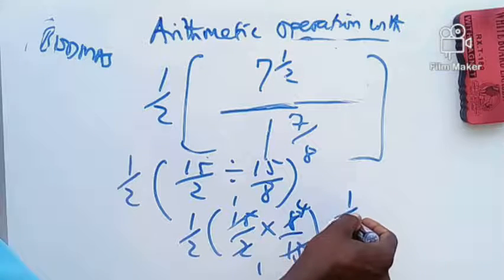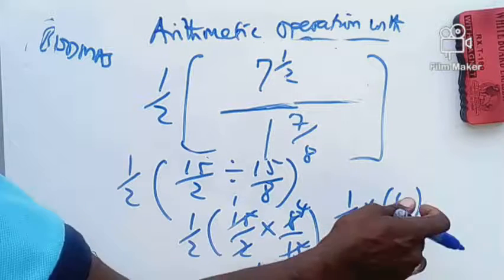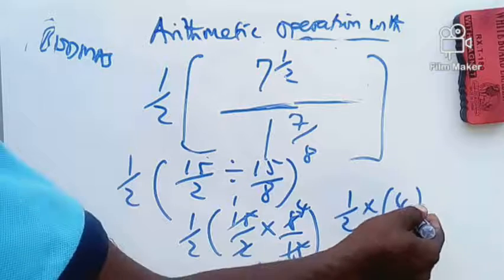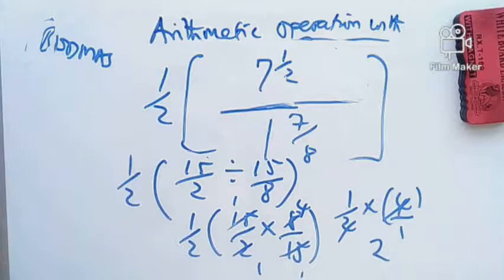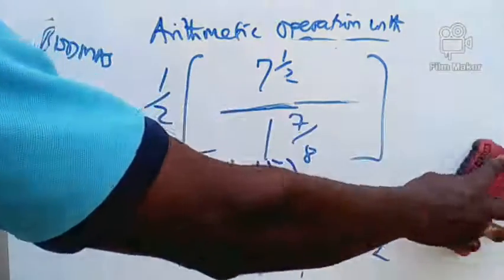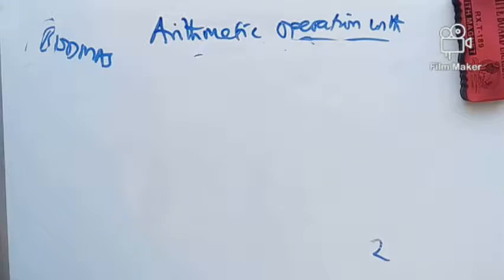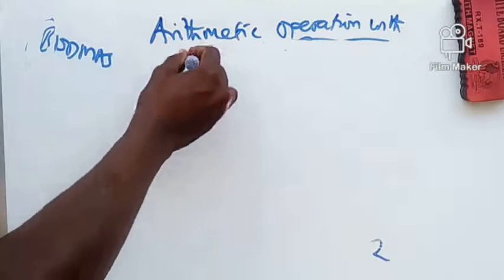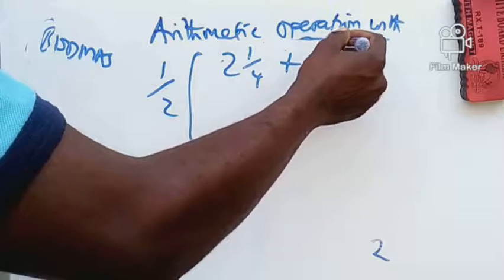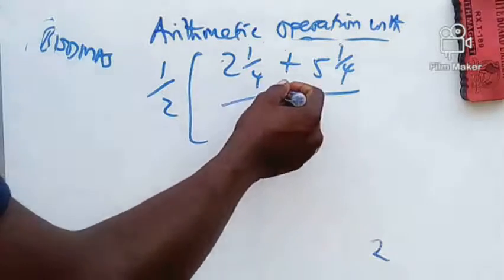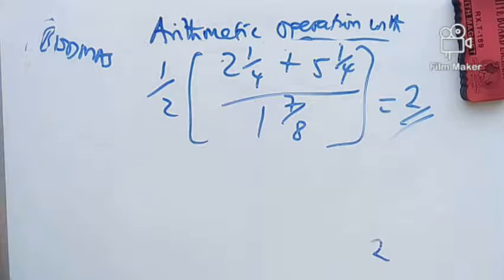So what I have here is 1 over 2 multiplied by 4, because 4 is over 1 and anything over 1 is that same number. This is 4 over 1. Remember that 2 can still divide this 4 and you have 2. So the whole fraction that we had before is simply 2. This implies that this problem, 1/2 × (2 1/4 + 5 1/4) ÷ 1 7/8, is simply equal to 2. And that is the final answer.